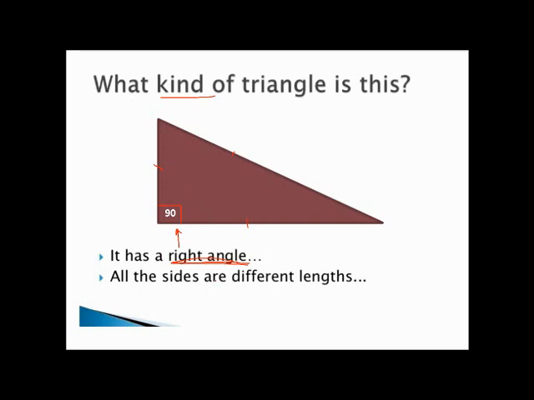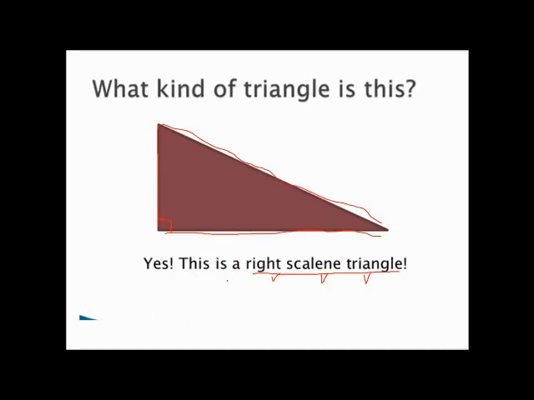And it tells you that all sides are different lengths. All sides are different. Which type of triangle did we have that has no sides having the same length? It's of course the last one, which was the scalene triangle. So I can now name this triangle a right scalene triangle. Right scalene triangle.